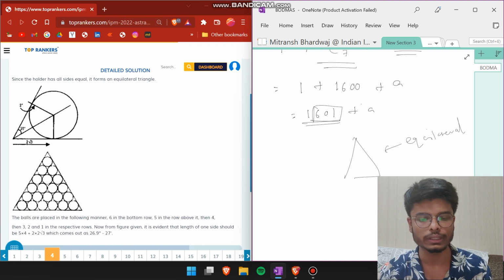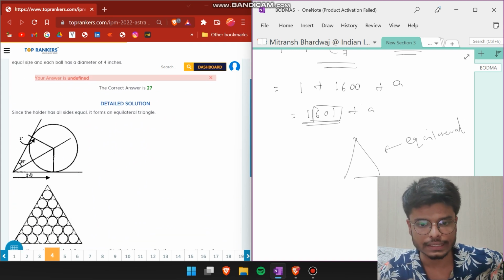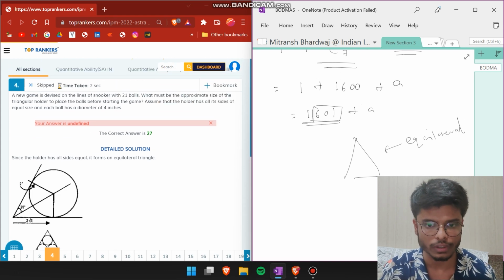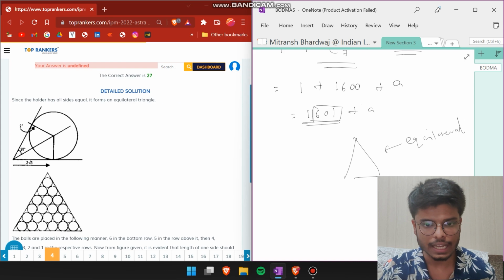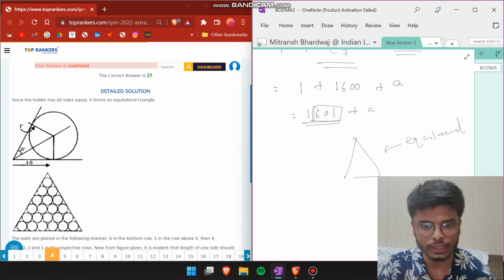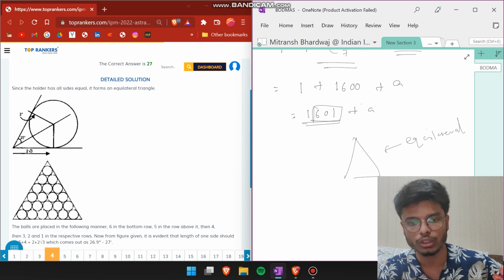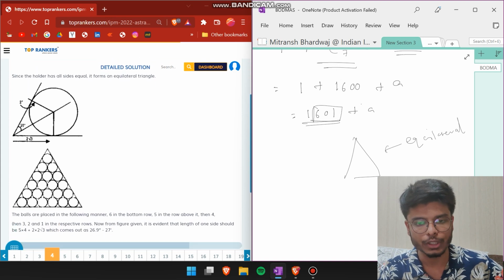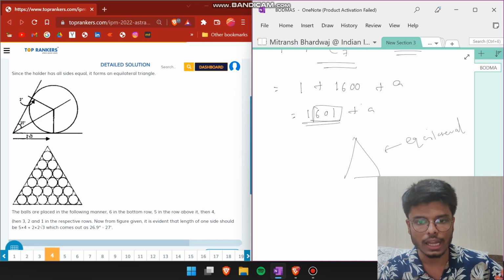And then you figure out the rest, since you already know the diameter is 4 inches. This will be a 30 degree angle, and this side will be 2 in length. From that you can use a simple tan formula and find out that the base will be 2 root 3. So from that you can simply do 5 into 4 plus 2 root 3 and you can get the answer, which comes out to be 26.9, approximately 27.